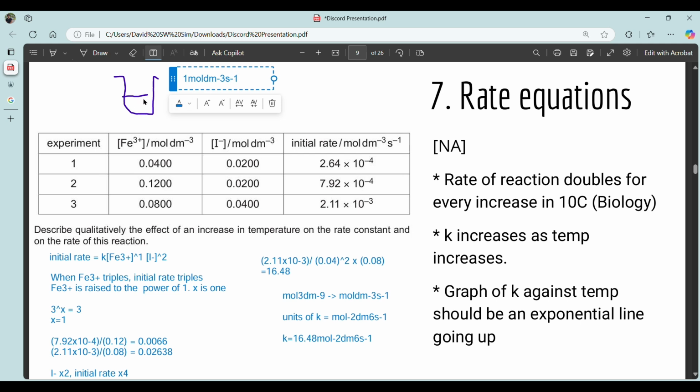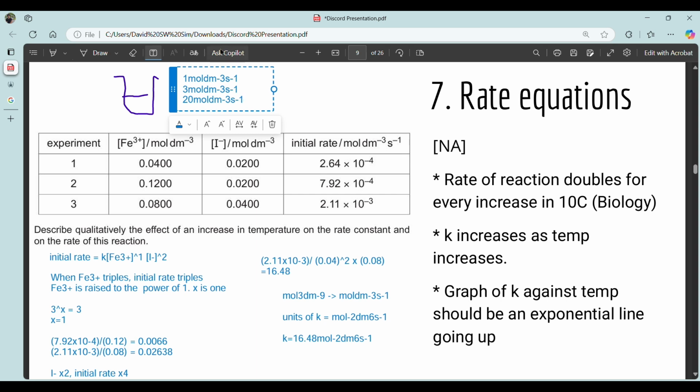Now you do the same experiment, also 0.04 moles and 0.02, at 600 K. You get an initial rate of 3 mole per decimeter cube per second. Now we go crazy. We do it at 1000 K. Then our initial rate becomes 20 mole per decimeter cube per second.